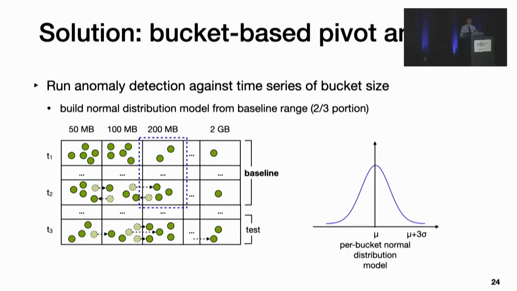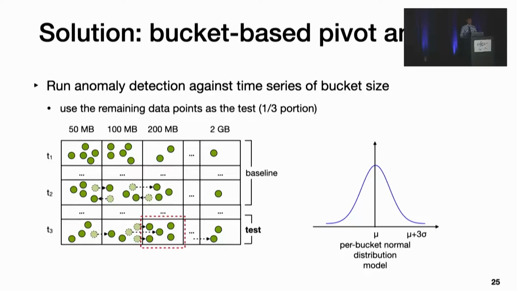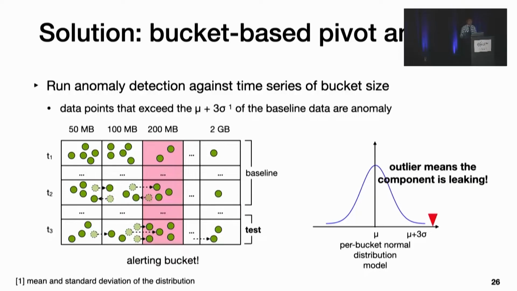The system runs anomaly detection on the numbers of hosts in each bucket. For each bucket, we use the first 2/3 portion as a baseline to build a normal distribution model, and use the remaining data points as a test. If the test data falls into the anomaly range, the system will report the component is leaking, as well as the bucket information. In this case, developers of the firewall service team will receive alerts.